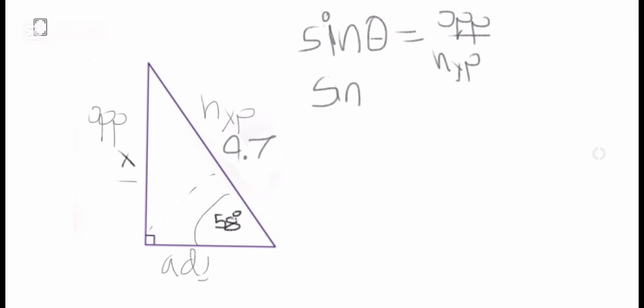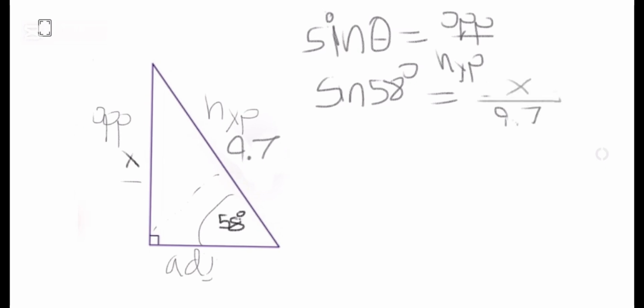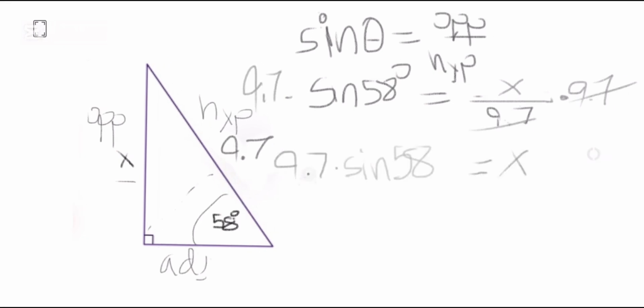So sine 58 degrees equals opposite over hypotenuse. The hypotenuse gets replaced with 9.7. We also replace opposite with x, because that's the side we're trying to find. To isolate x, we multiply both sides by 9.7. After we cancel out 9.7, we're left with x equals 9.7 times sine 58.